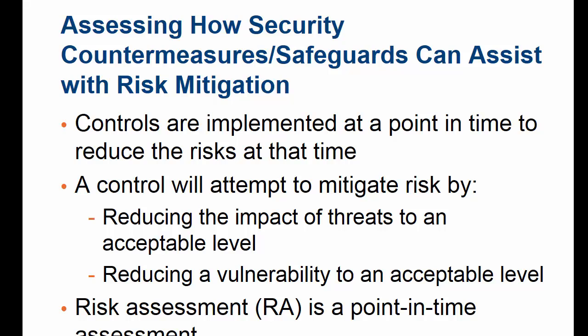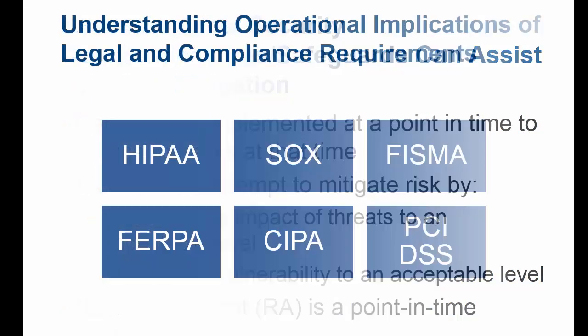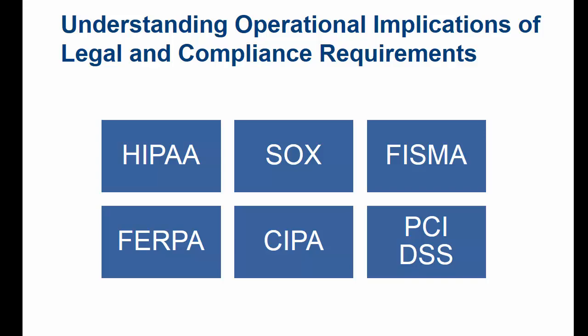So, basically assessing how security measures and safeguards can assist with risk mitigation. Controls are implemented at a point in time, as we talk about risk assessment, to reduce the risk at that time. A control will attempt to mitigate risk by reducing the impact of the threat to an acceptable level, and reducing a vulnerability to an acceptable level. The risk assessment is a point in time assessment, as we mentioned earlier. It's basically a snapshot.